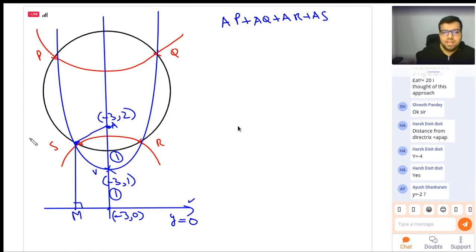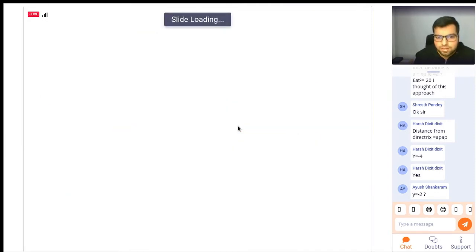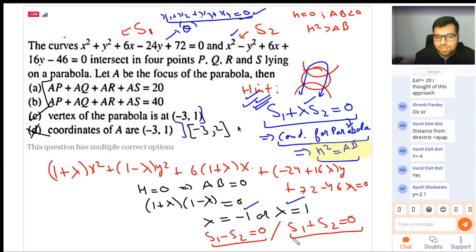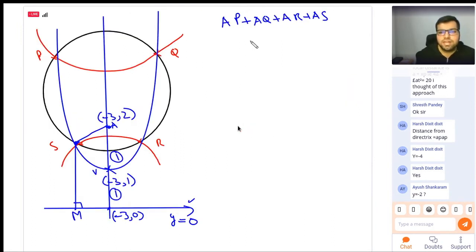Another good thing that we found out earlier was when we took S1 plus S2 equal to 0. So why are we taking these? I will go back. So lambda equal to 1, lambda equal to minus 1. S1 plus S2 equals 0, S1 minus S2 equals 0. So we got to know that not only does this parabola pass through the 4 points of intersection, but this pair of straight lines also passes through the points of intersection. So this will help us. How? What is the equation of the pair of straight lines? It is y squared minus 20y plus 59 equals 0. And these pass through these points P, Q, R, S.